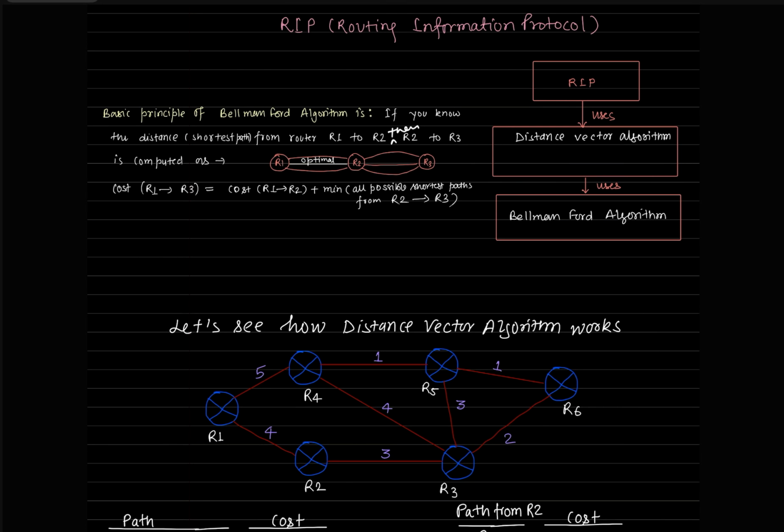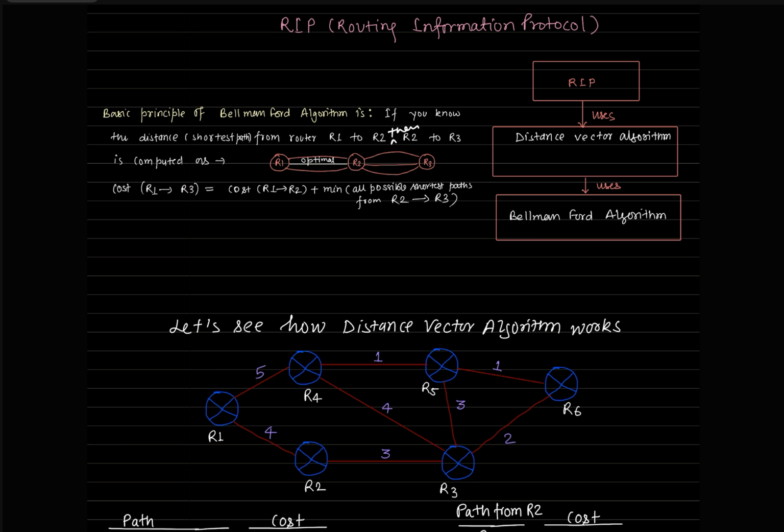Hello, this is Rahul. In this lecture, we will be learning the Routing Information Protocol. The Routing Information Protocol uses the distance vector algorithm, and distance vector algorithms use the concept of the Bellman-Ford algorithm. We'll first see the Bellman-Ford algorithm concept. Bellman-Ford uses the concept of dynamic programming.